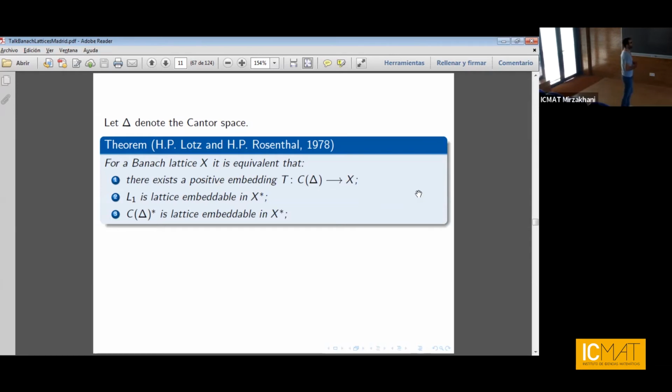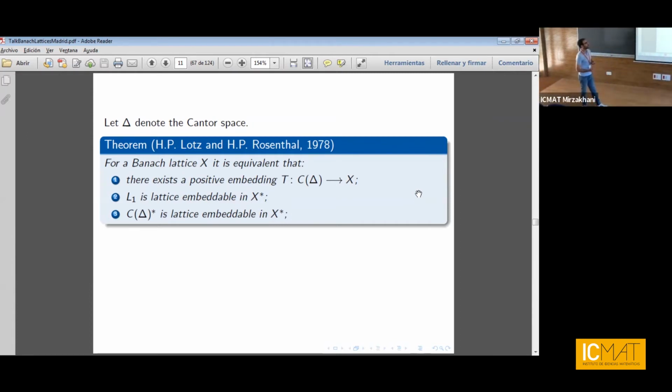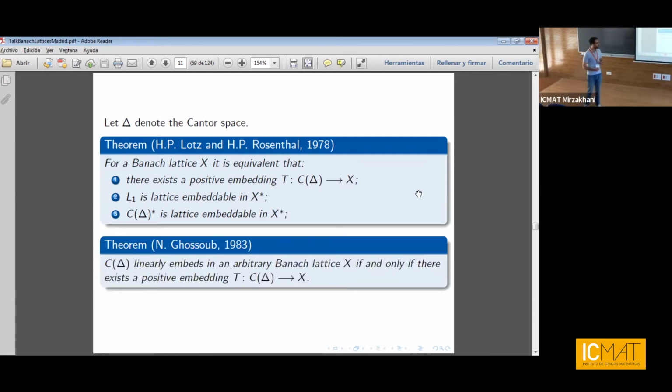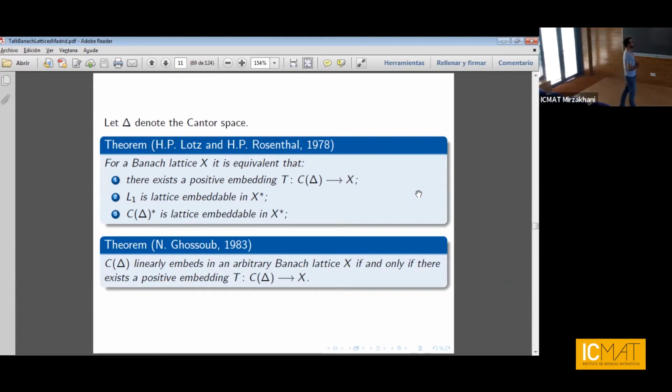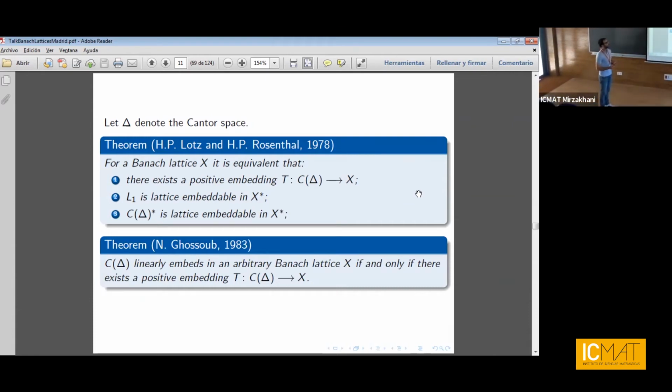At the very end of this paper, they ask whether the existence of a linear embedding of C of the Cantor set into a Banach lattice already implies the existence of a positive embedding. This is somehow quite similar to what we are asking, but for just positive embeddings and not lattice embeddings. And indeed, this question was answered by Gosseau 5 years later. He proved that C of the Cantor set can be positively embedded into a Banach lattice whenever it is linearly embedded into this Banach lattice.